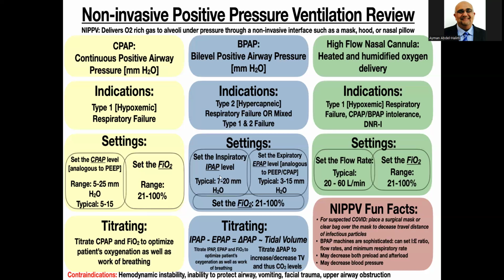And then here you have the inspiratory level, typically between 7 to 20 millimeter water, and the expiratory, the EPAP level, typically between 3 to 15 millimeter water. And your FiO2 is again between 21 and 100%. So with the BiPAP, you need to adjust two levels here: the IPAP, the inspiratory limb, and the EPAP, the expiratory limb. The expiratory limb is the one that's similar to the CPAP. Okay.